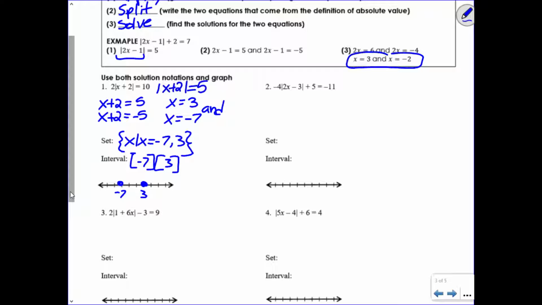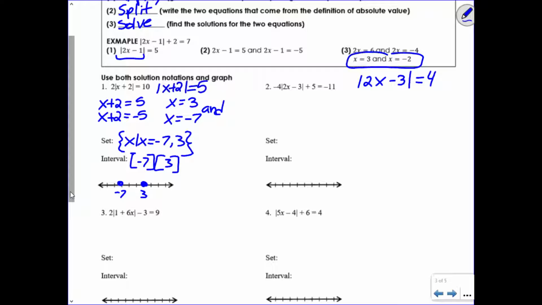Okay, next one. What would I do? Step 1 is to simplify. So how would I get the absolute value piece by itself? Subtract the 5 and divide by -4. If you need to do that in 2 separate steps, that's fine. I'm going to do it in 1. So if you subtract the 5, it becomes -16, and then -16 divided by -4. If you need to do it in 2 steps, it's fine. Just show your work on your homework.